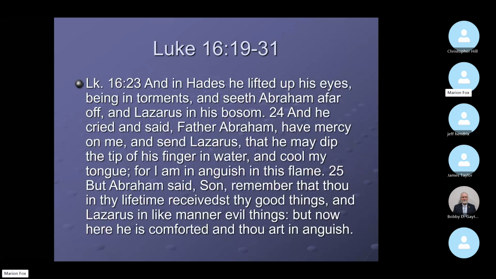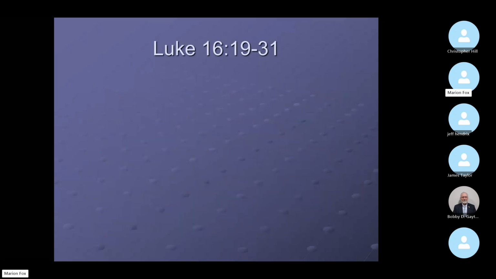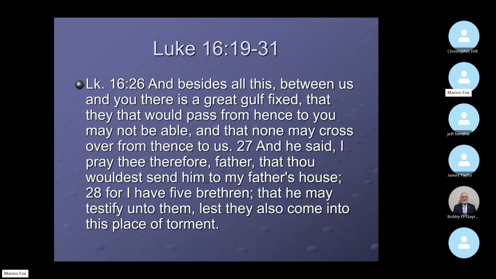And in Hades he lifted up his eyes, being in torments, seeing Abraham afar off and Lazarus in his bosom. And he cried and said, Father Abraham, have mercy on me, and send Lazarus that he may dip the tip of his finger in water and cool my tongue, for I'm in anguish in this flame. But Abraham said, Son, remember that thou in thy lifetime receivedst thy good things, and Lazarus in like manner evil things. But now here he is comforted, and thou art in anguish. Besides all this, between us and you there is a great gulf fixed, that they that would pass from hence to you may not be able, and that none may cross over from thence to us.